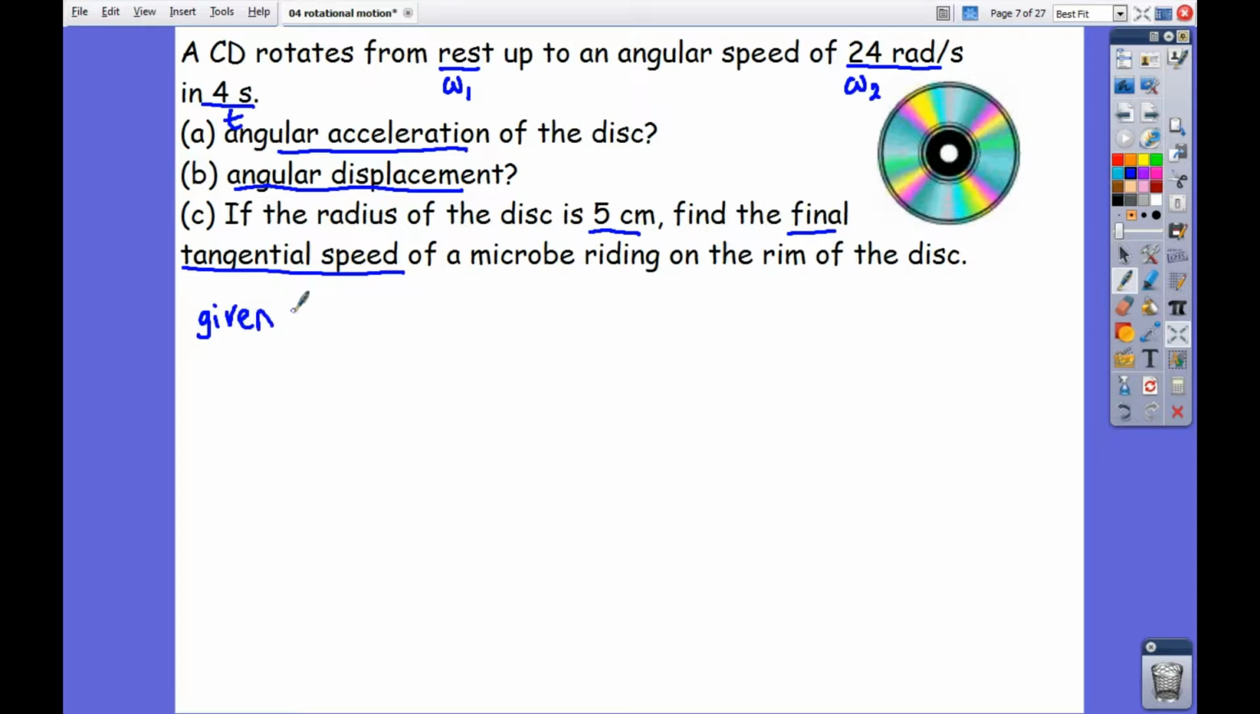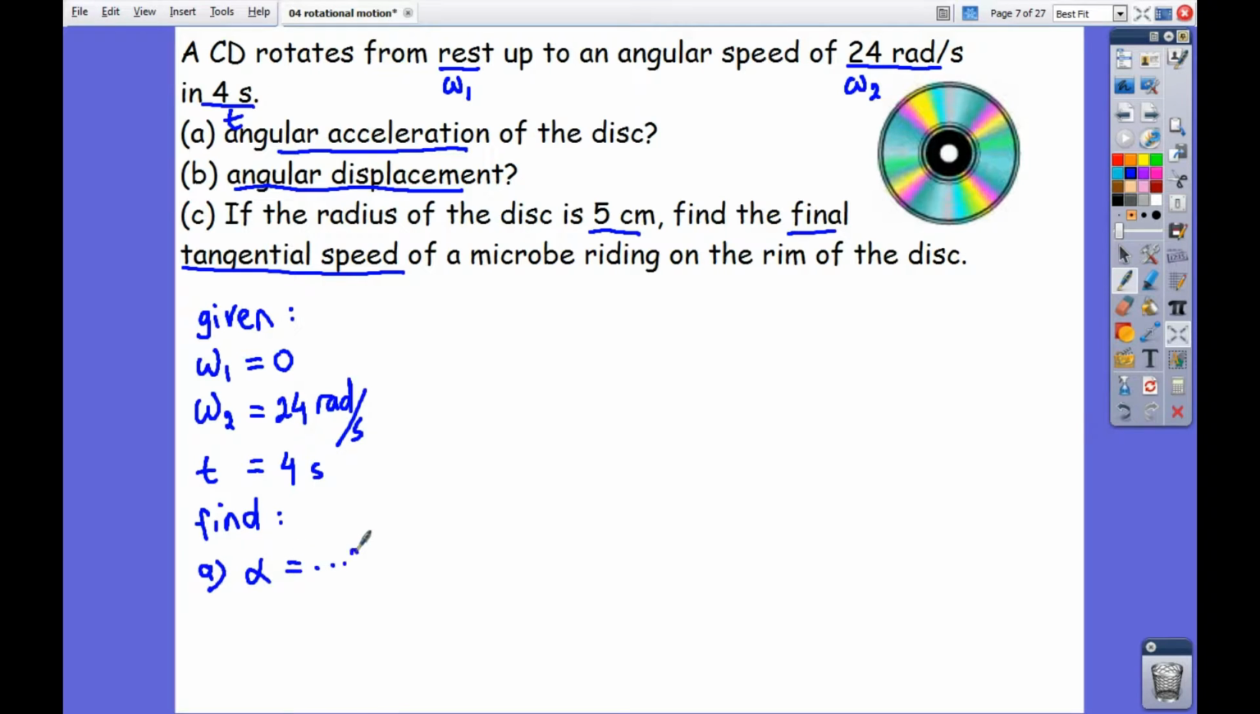Let's write down all the variables. Omega 1 equals 0, omega 2 equals 24 radian per second, and the time given is 4 seconds. Find: A, angular acceleration; B, angular displacement; C, final tangential speed, or final linear speed.